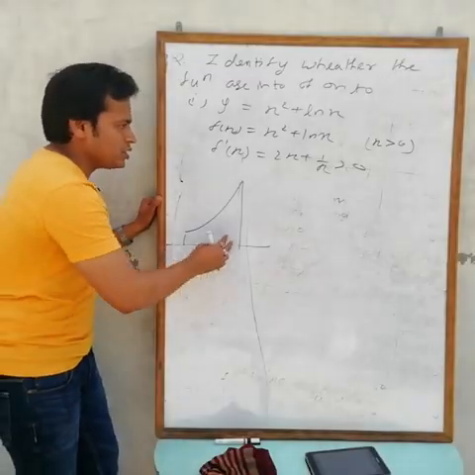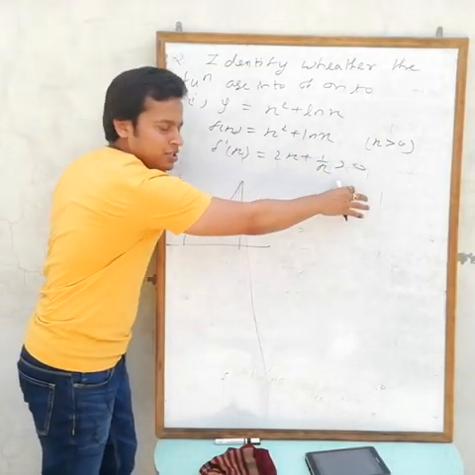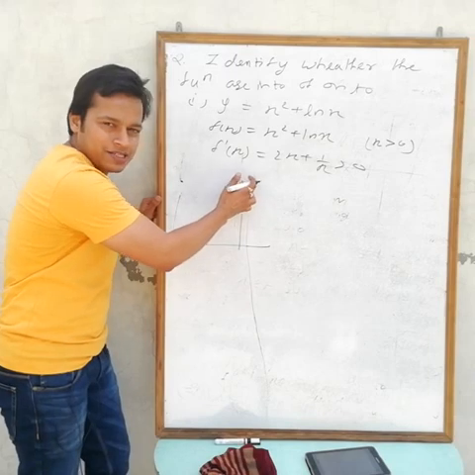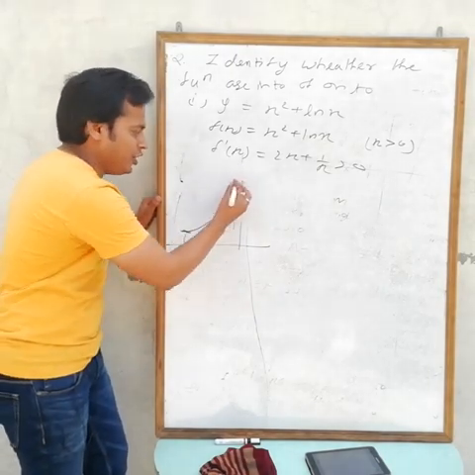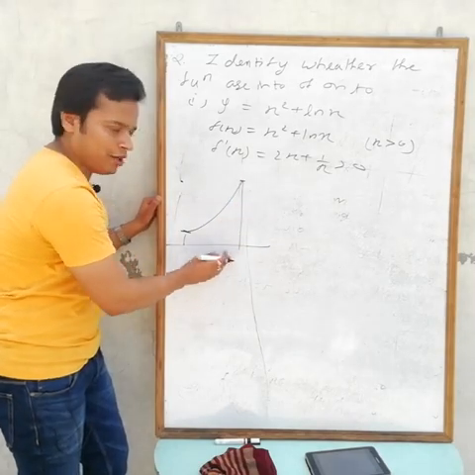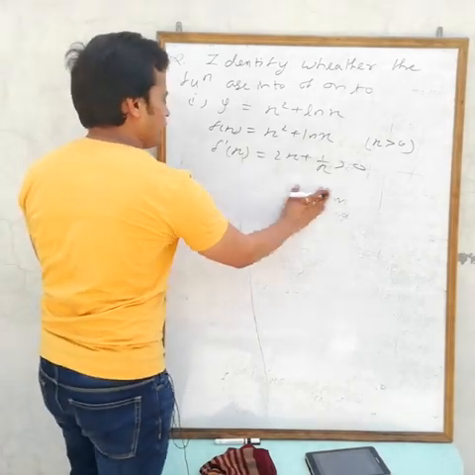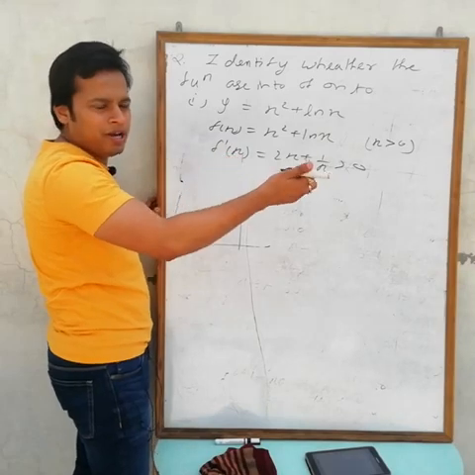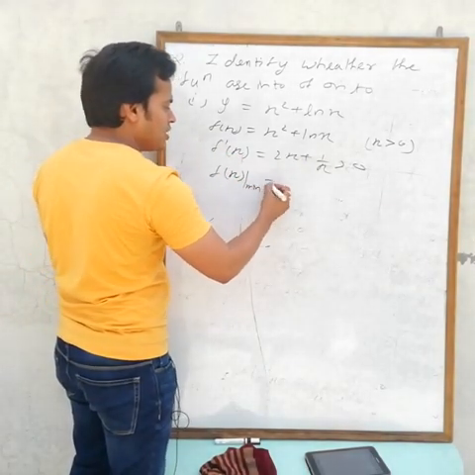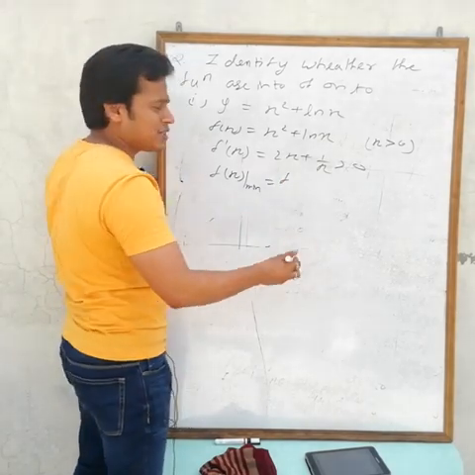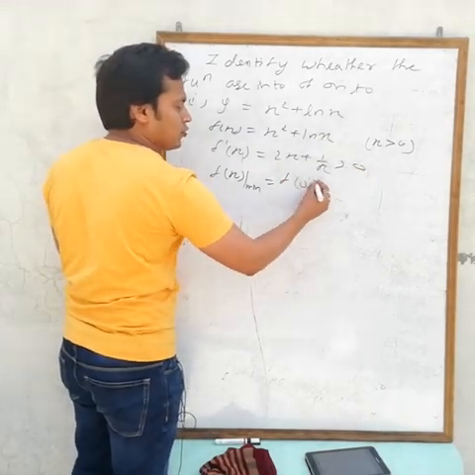If f dash x is greater than 0, then the function is increasing. If the function is increasing, then you will get the minimum value at the starting point and the maximum value at the end point. Okay, so the function is increasing. Now find the minimum and maximum value. The minimum value of f(x) is at the starting point, which is 0.